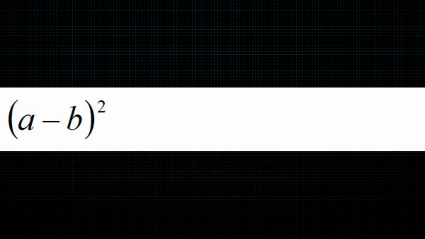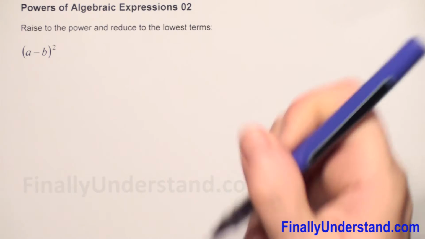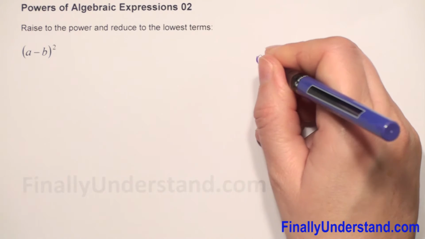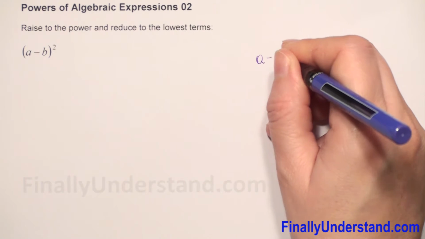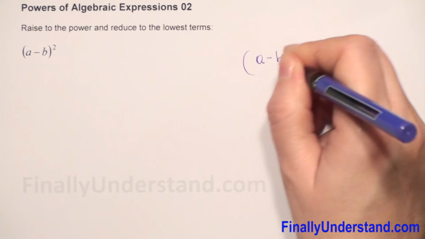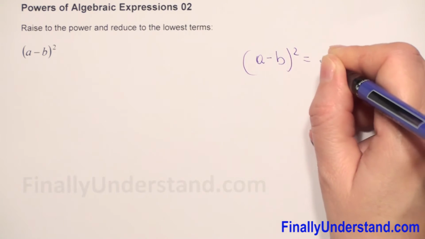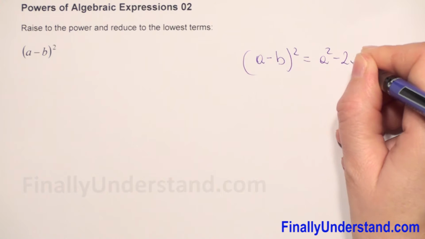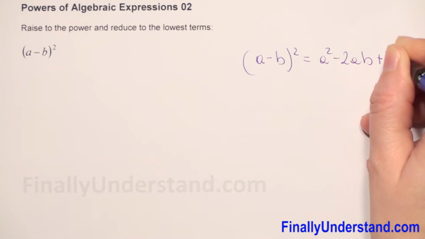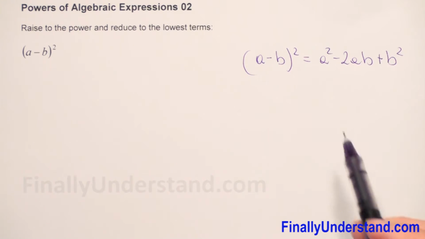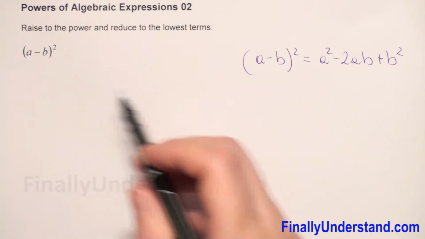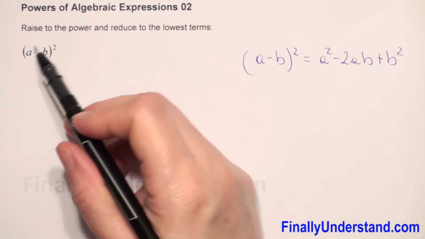We have here square of difference. Let me remind you this formula. When we have (a - b) to second power, this is equal a square minus 2ab plus b square. So if you remember this formula, you can just write the answer. This will be the answer to our problem.